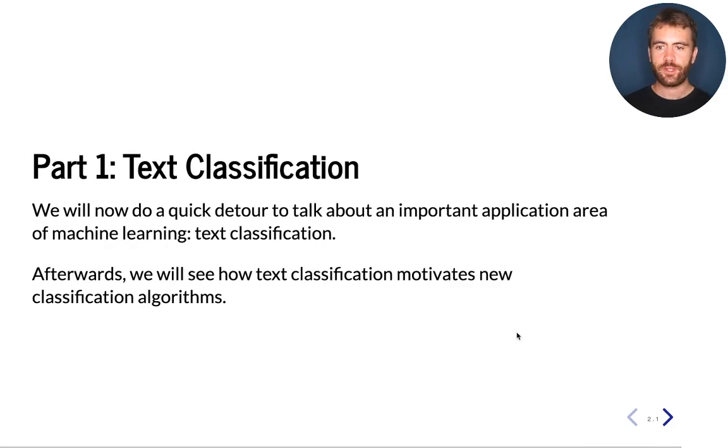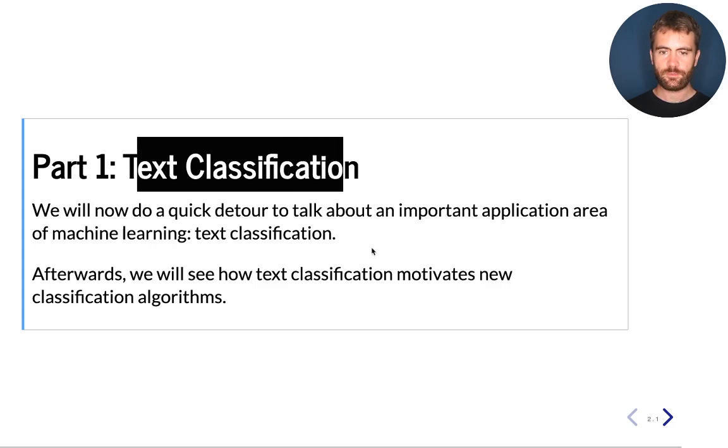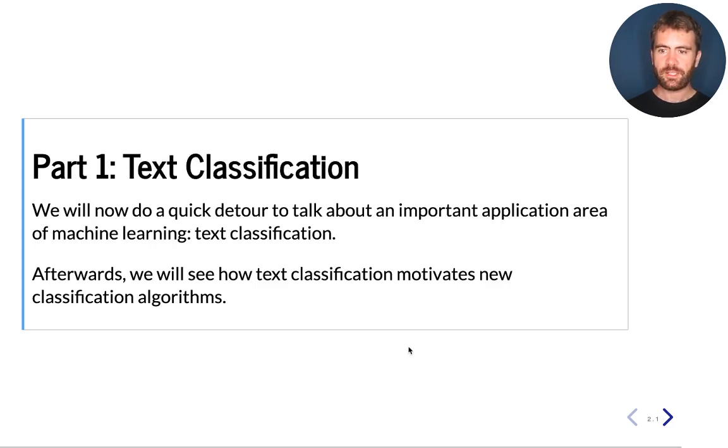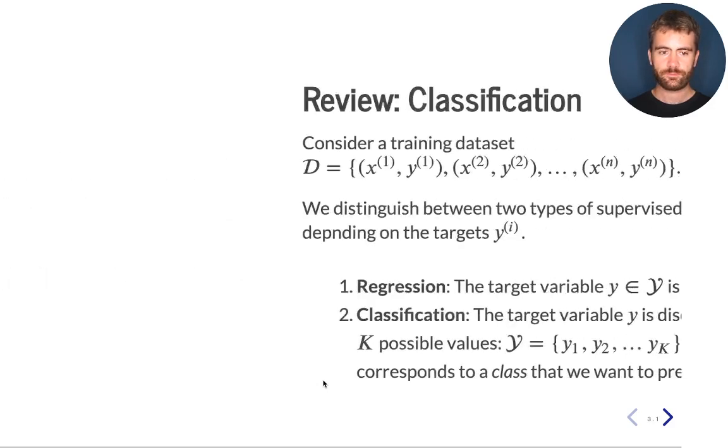Before I define this algorithm, I want to start with a motivating application. And this motivating application is going to be the problem of text classification. Text classification is a really important practical problem, and also it's going to be a really good way to introduce this naive Bayes algorithm, which I'm going to do in the next video. And for this video, I will start by defining what is text classification.